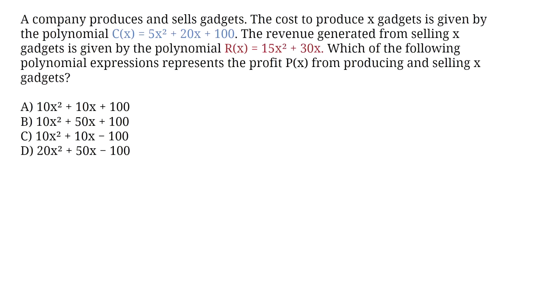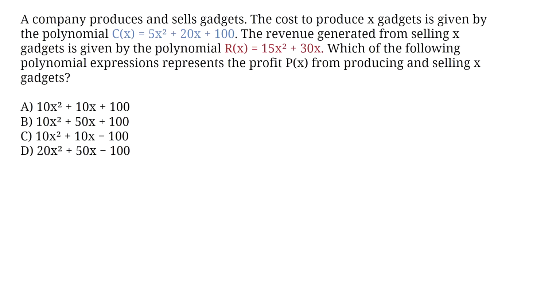A. 10x squared plus 10x plus 100. B. 10x squared plus 50x plus 100. C. 10x squared plus 10x minus 100. D. 20x squared plus 50x minus 100.